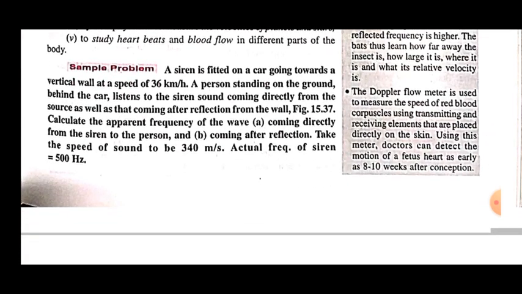Next one: the Doppler flow meter is used to measure the speed of blood corpuscles using transmitting and receiving elements that are placed directly on the skin. Using this meter, doctors can detect the motion of the fetal heart as early as 8 to 10 weeks after conception.